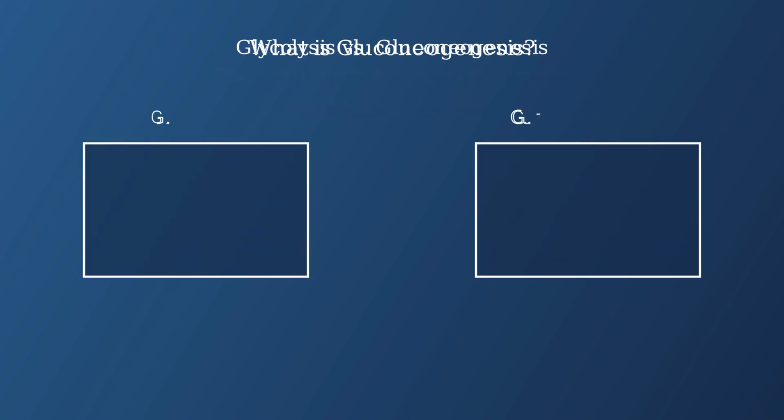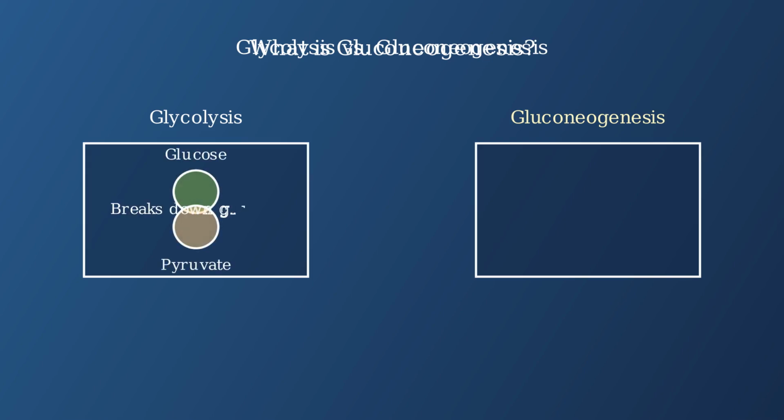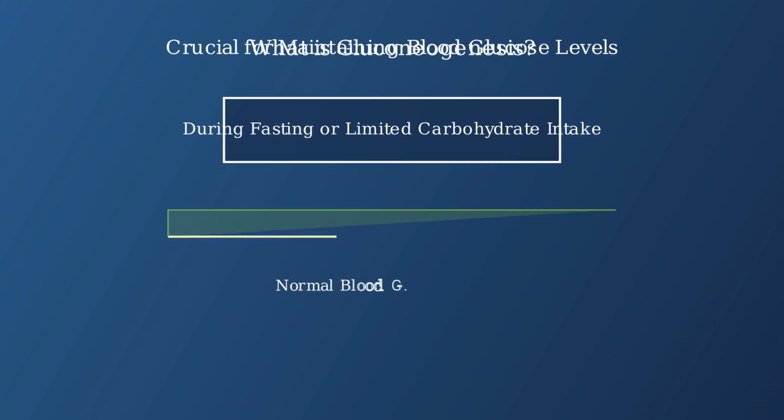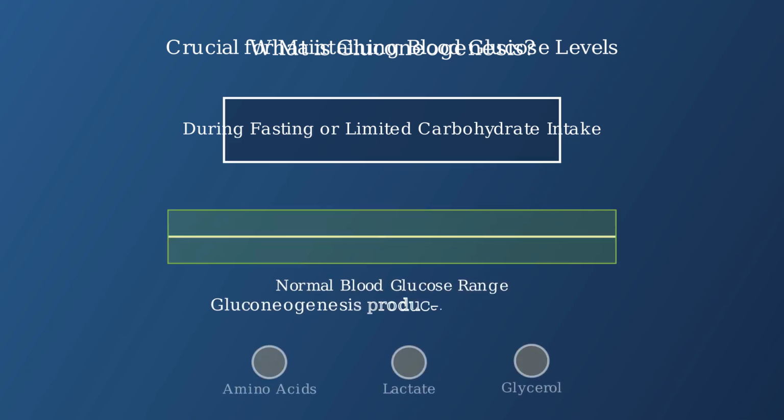Let's compare gluconeogenesis with glycolysis. While glycolysis breaks down glucose into pyruvate, gluconeogenesis does the opposite. It creates new glucose molecules from substrates like pyruvate. Gluconeogenesis is crucial for maintaining blood glucose levels, especially during fasting periods or when carbohydrate intake is limited. Without this process, the body couldn't maintain normal blood glucose levels during extended periods without food.